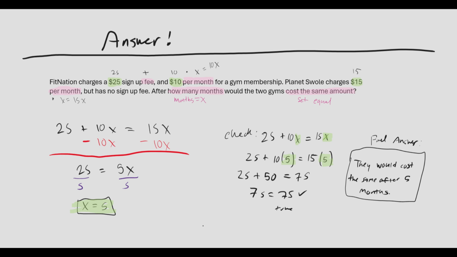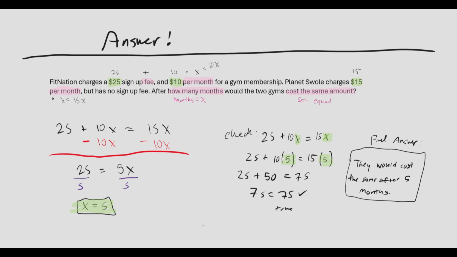FitNation charges a $25 sign-up fee with $10 a month for a gym membership. That's going to translate to 25 plus 10x. On the other side, Planet Swole here is charging $15 a month with no sign-up fee. That's just going to be 15x on its own side. And we know since it's saying that they're going to cost the same amount, we're trying to test when they cost the same amount, setting them equal to each other. So I'll get 25 plus 10x equals 15x.